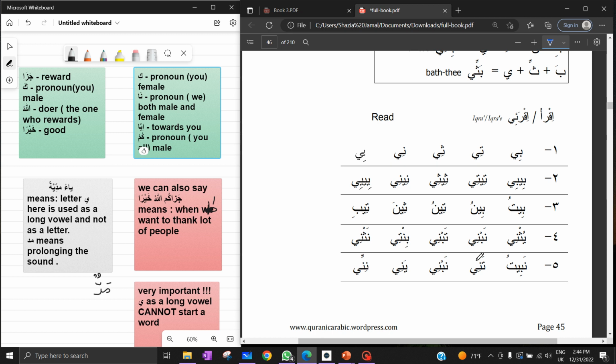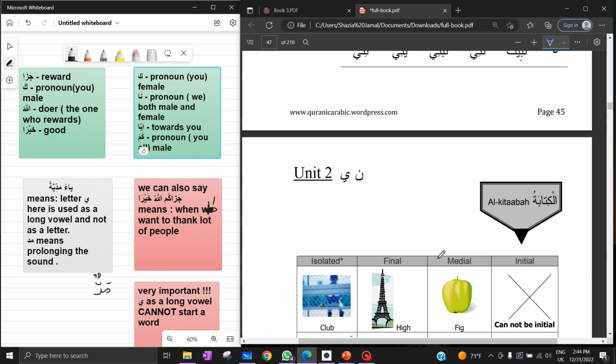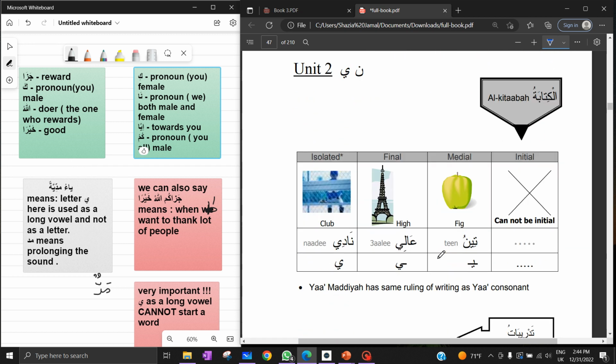This is for reading practice. So I'm moving forward with the vocabulary. As you see, noon as a long vowel does not start. This is very important.